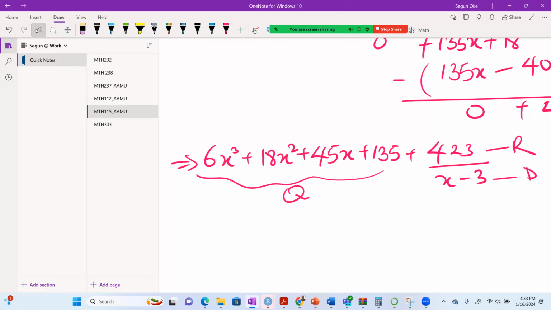So let's quickly look at the polynomial theorem and synthetic division of the polynomial. For the synthetic, let's look at it.